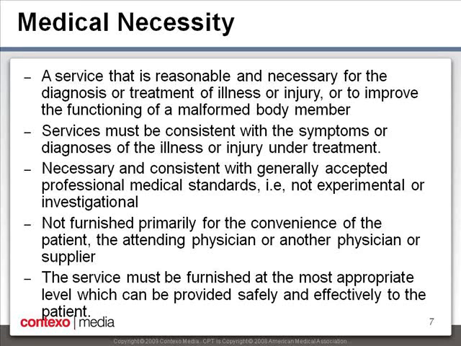That means it has to be driven by the need of the patient to see the physician at the time of that service. The service must be furnished at the most appropriate level, which can be provided safely and effectively to the patient. And that means that you can't use fluffy documentation to reach a level of service, nor can you use diagnosis codes that don't reflect the work that's being done for the patient on that particular occasion.